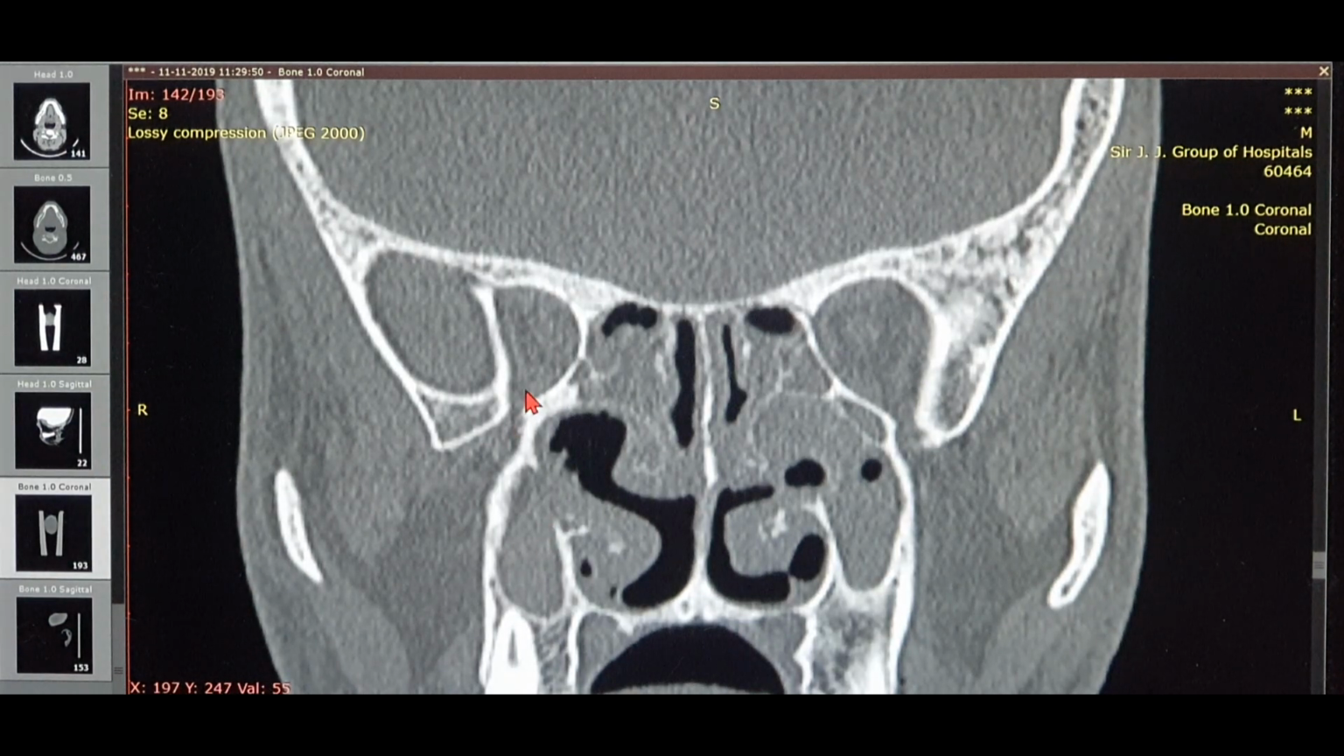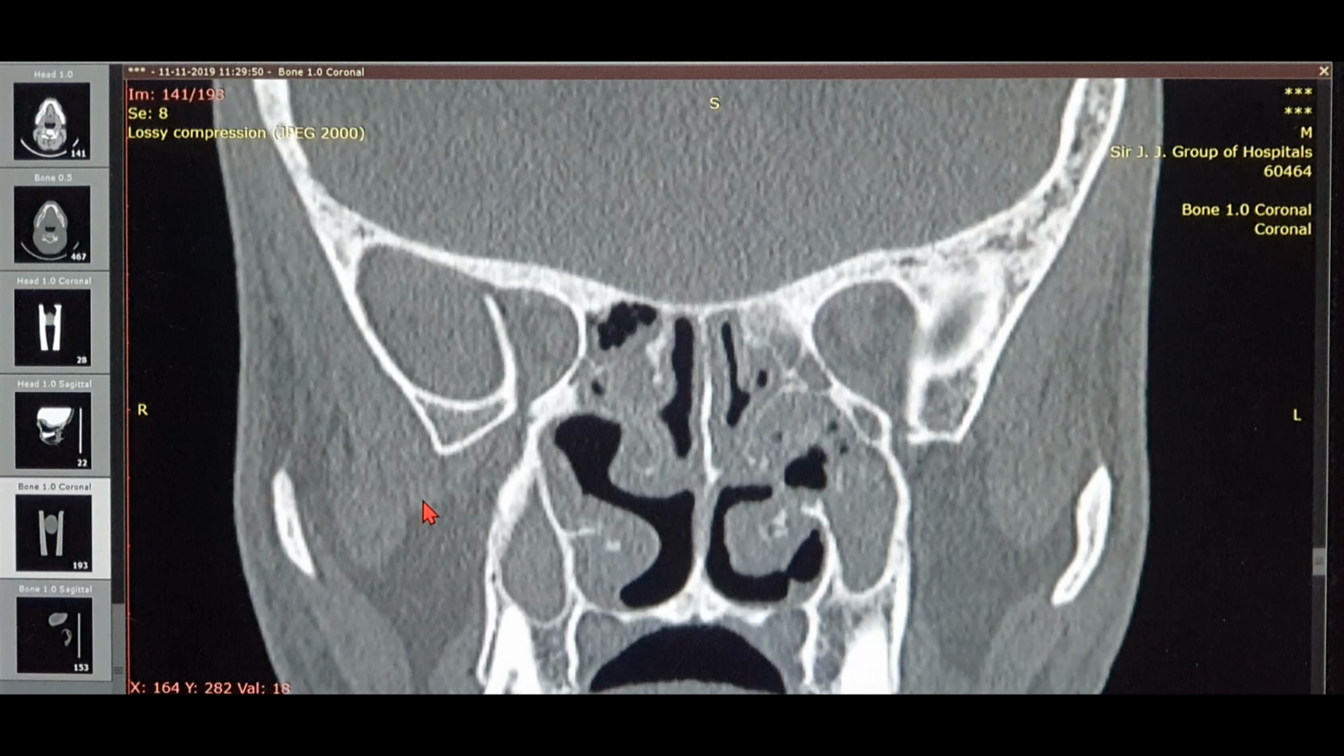You will start seeing an inferior opening in the orbit, and that opening is called the inferior orbital fissure. You can see the same thing over here, that's the inferior orbital fissure. Now once you start seeing the inferior orbital fissure, always remember that the sphenopalatine foramen is right below it. So I'll show you the foramen as well. Just keep a look at this area.